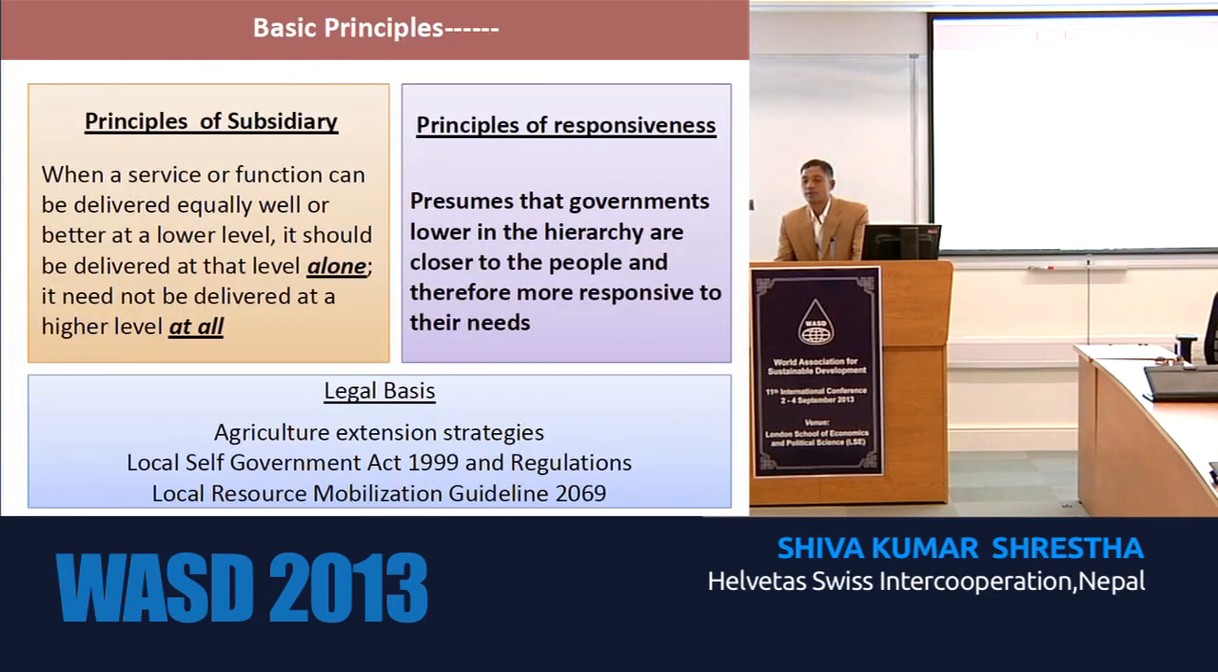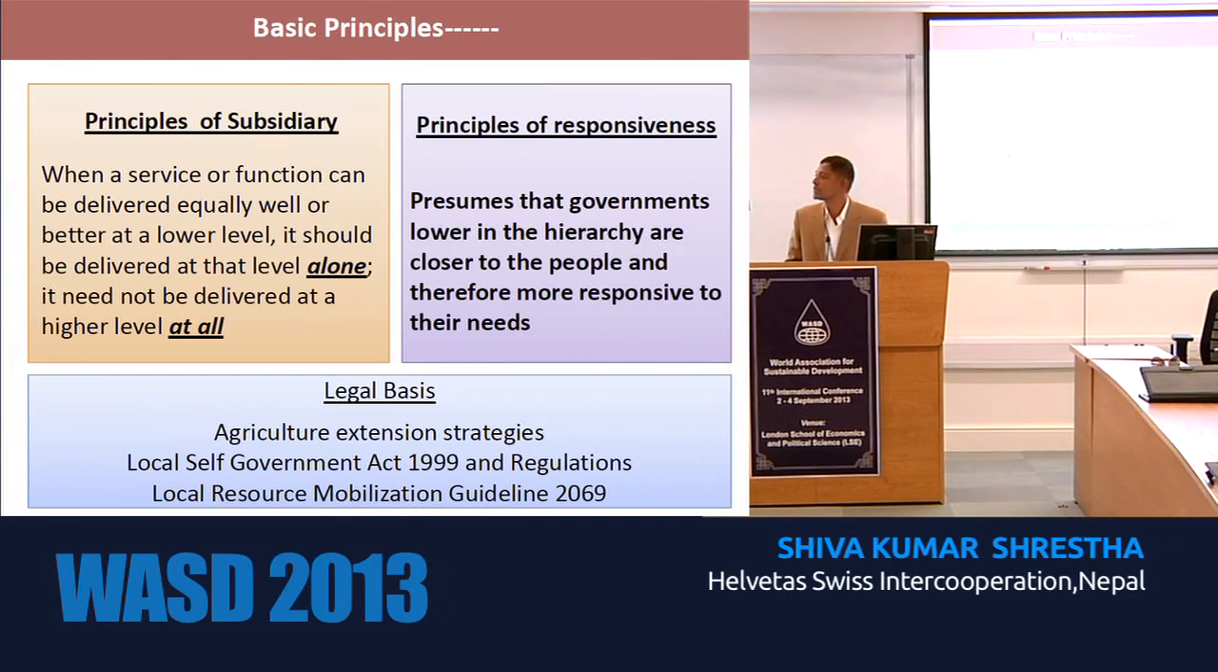The basic, fundamental principles that we follow for the development of this approach are two. One is the principle of subsidiarity, and another one is the principle of responsiveness. Both principles are applied for this approach. And the basis is the national agriculture policy, and local self-governance acts and regulations that have been placed.